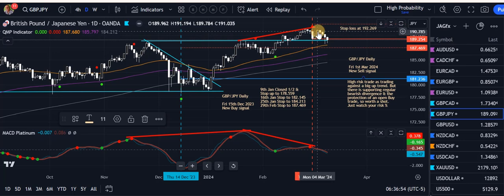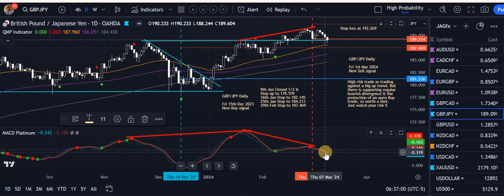Here, it went against me for 2 or 3 days, then eventually started coming down. Now we're just below the entry level. Now, even though the MACD is through the 0 level, I'm in no rush to really do anything about it because we're still in this buy trade. So there's not really much I can do here.